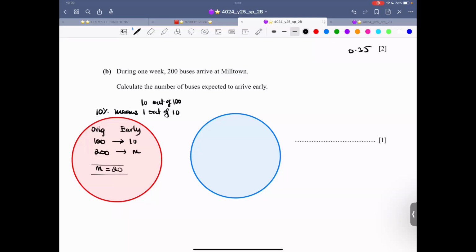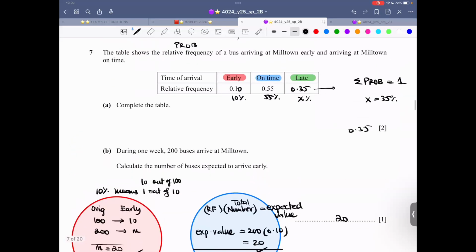The other method is this formula: relative frequency into the total number will give me the expected number, the expected value. So this expected value should be 200 into 0.10, which comes out to be 20. So you can use ratio proportion, you can use this. All good, all clear?